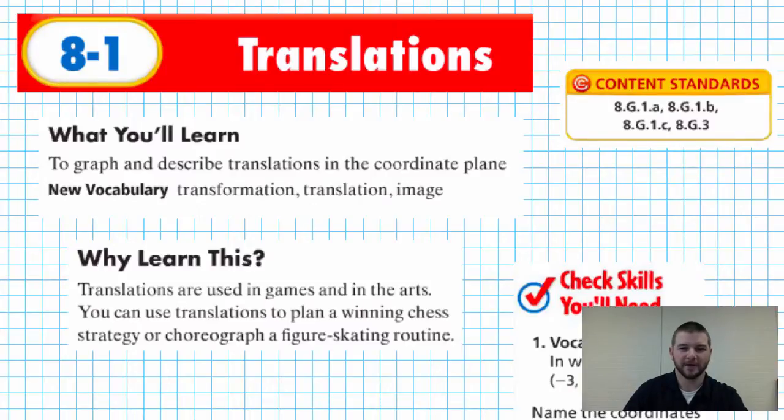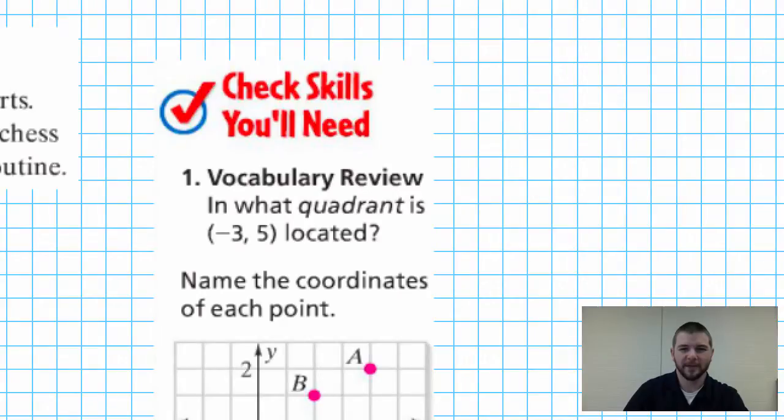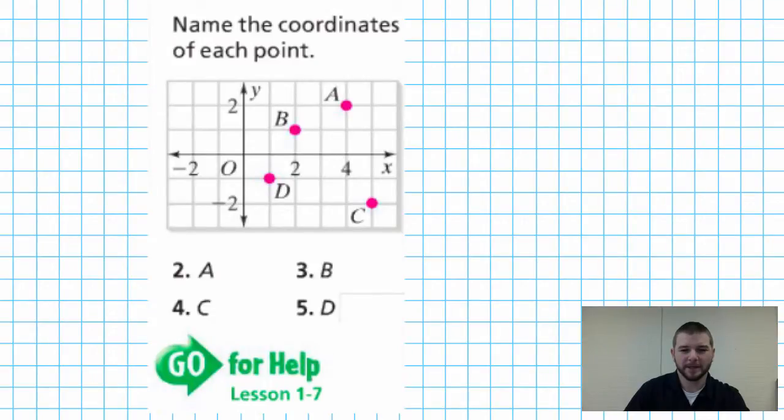Before we move too much farther, how about a check of the skills you'll need? Number 1, vocabulary review. In what quadrant is the point -3, 5 located? And questions 2 through 5. Name the coordinates of each point.